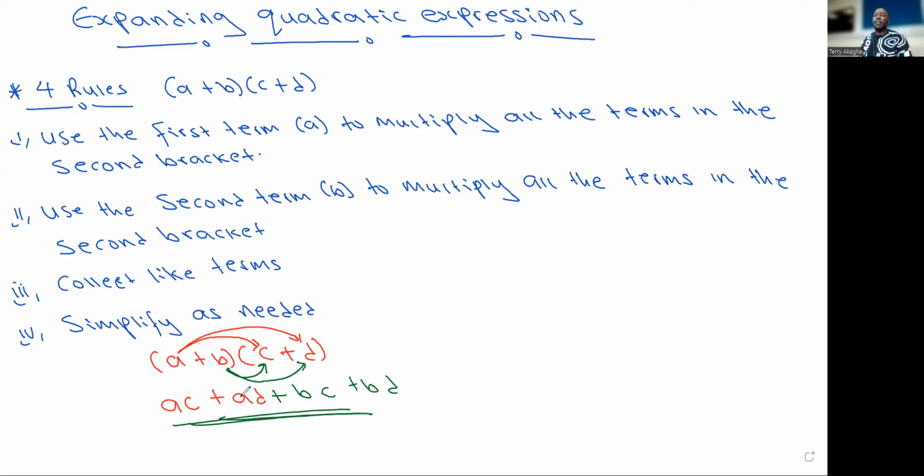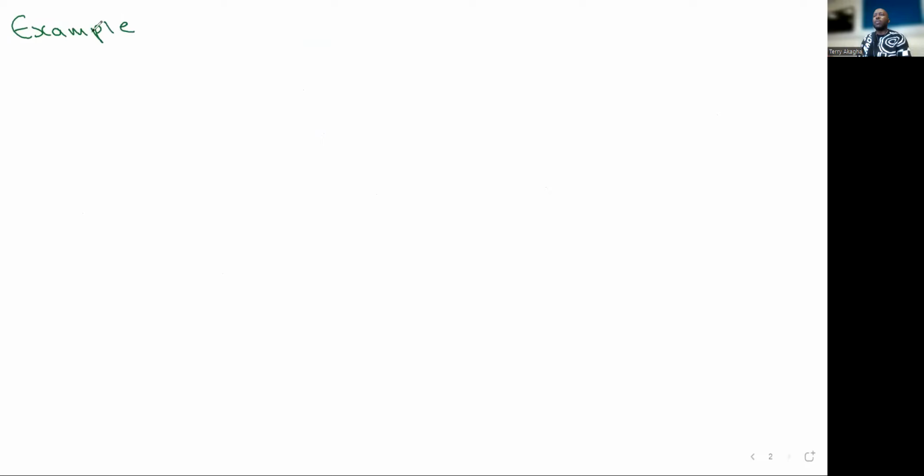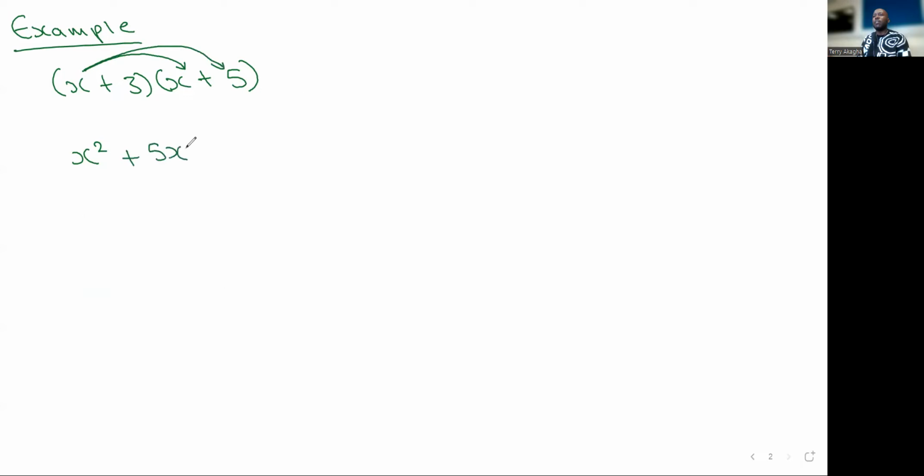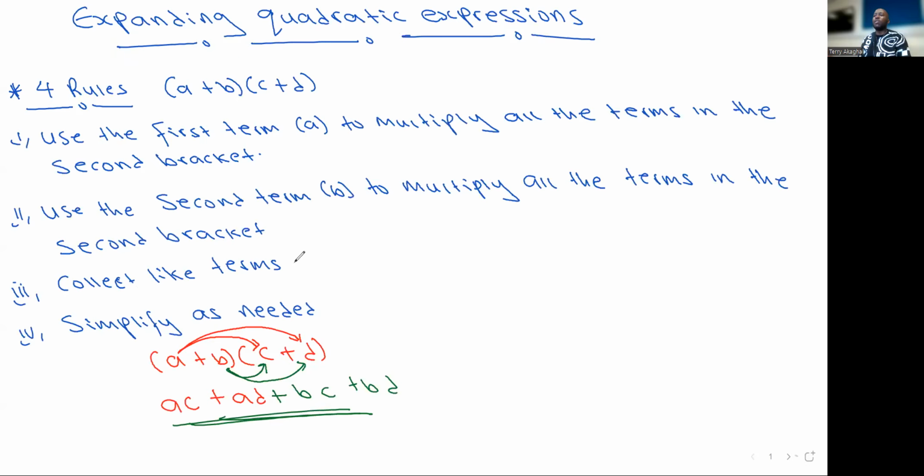Is that okay? Then if there are common factors, you collect them together and solve. So let's pick an example. If we're told to expand x plus 3 multiplied by x plus 5, the same thing: x times x gives you x squared. x times 5 gives you 5x. 3 times x gives you 3x. And 3 times 5 gives you 15.